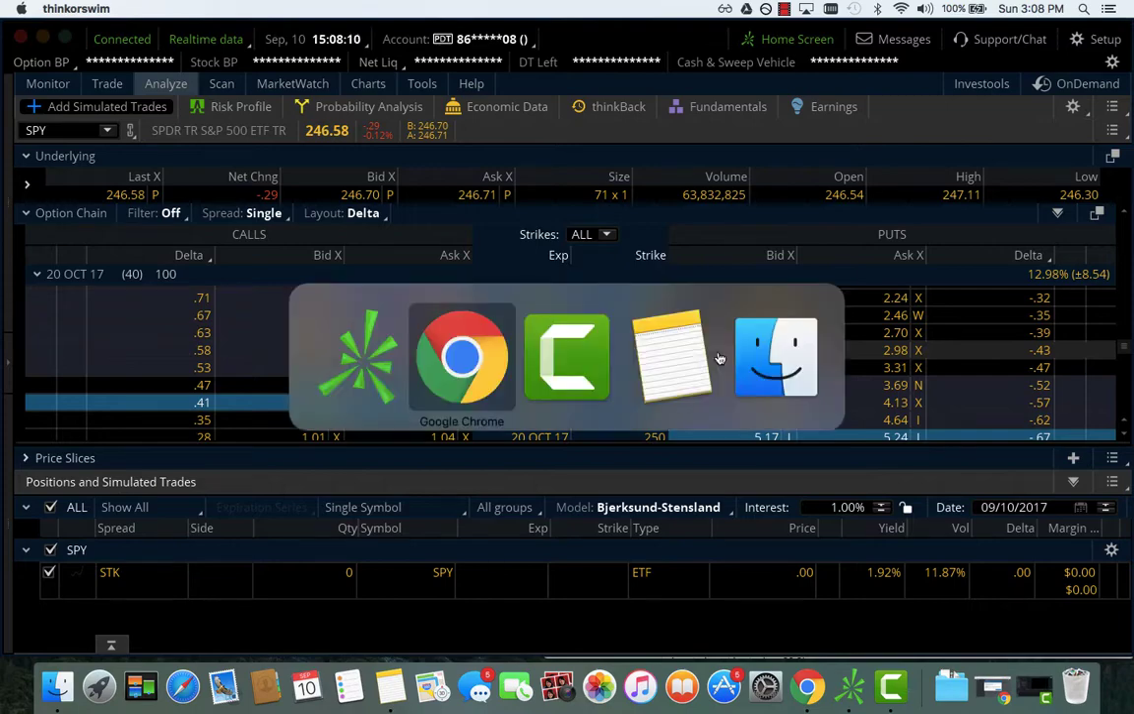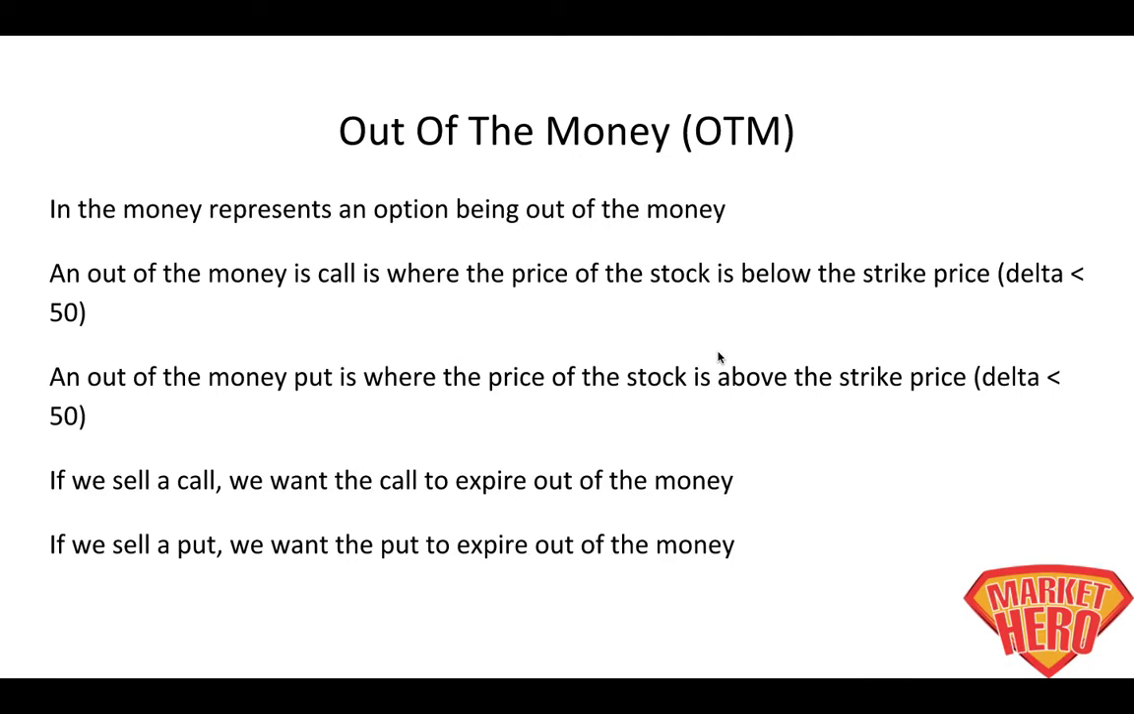Now, if we sell a call, we want the call to expire out of the money, right? So if a call expires out of the money, it's worth zero. If we sell an option, we want it to go to zero. And the same thing happens for a put, right? We want the put to expire out of the money as well. If we sell a put, we want the put to go to zero. So the only way we make money for the most part selling options is if they expire out of the money.